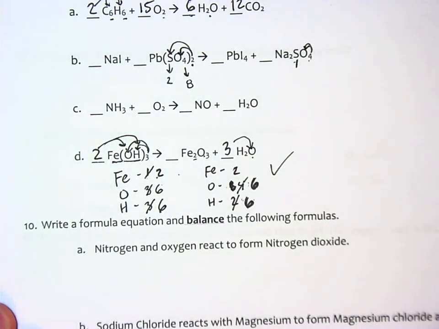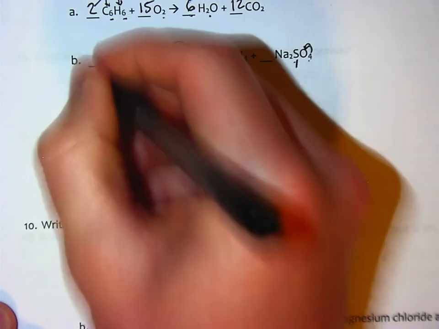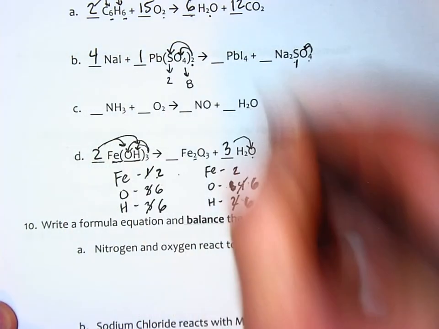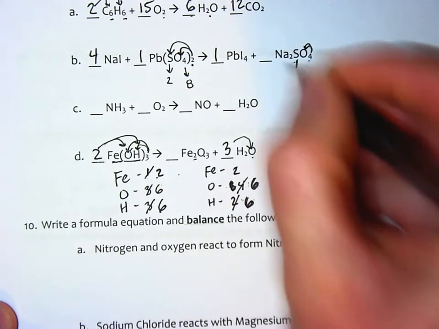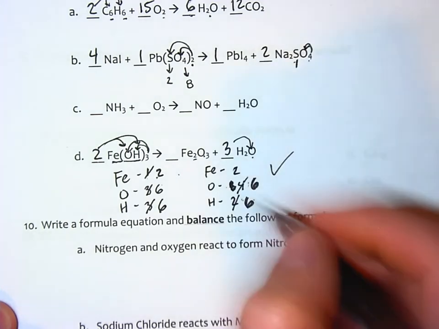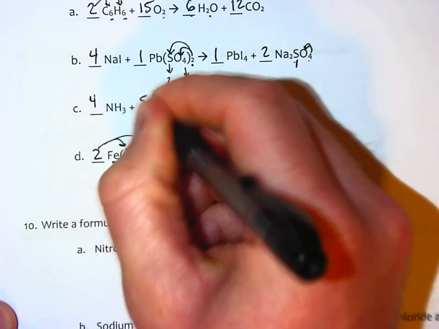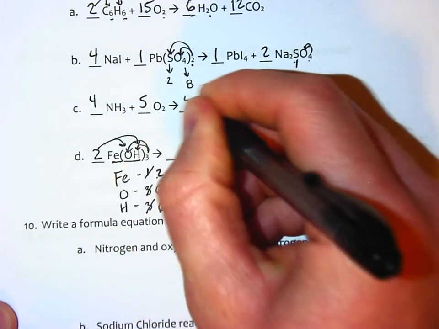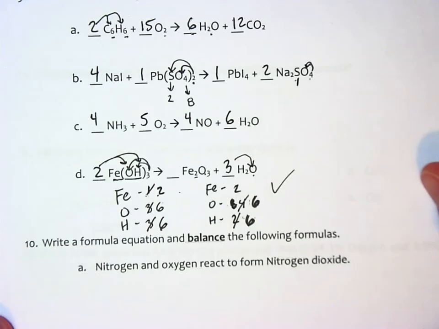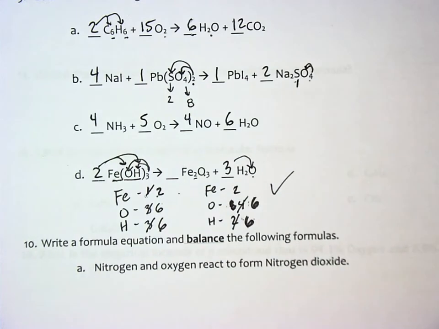When I go through and balance these equations, I should get coefficients of 4, 1, 1, and 2. And then for C, you should get 4, 5, 4, and 6. Those should be the coefficients that you add for balancing equations.